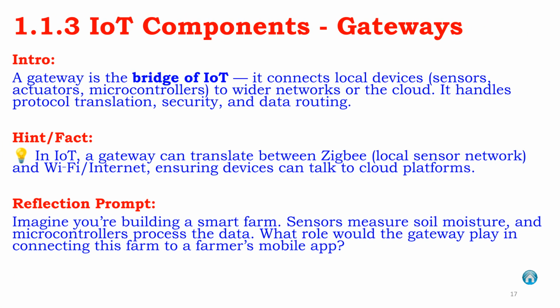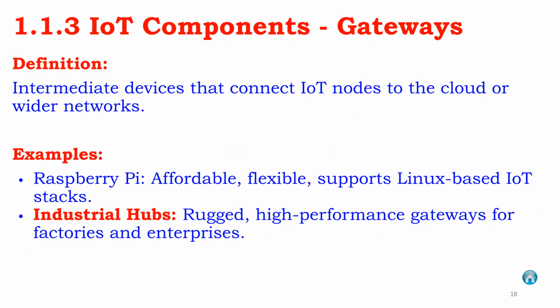Next, we look at IoT gateways. A gateway is the bridge of IoT, connecting local devices to wider networks or the cloud. It handles protocol translation, security, and data routing. Gateways are intermediate devices that connect IoT nodes to the cloud or wider networks.